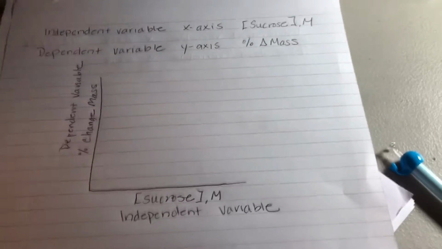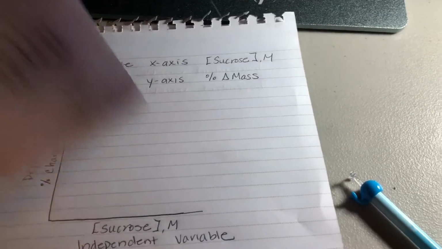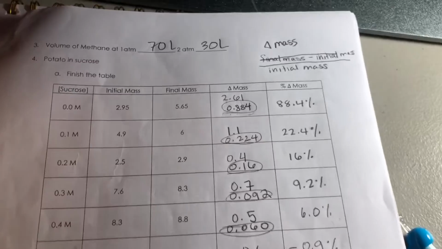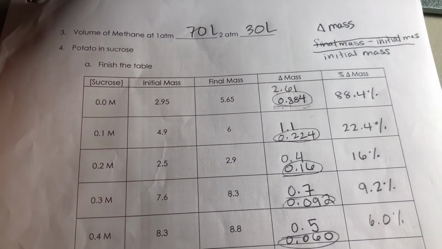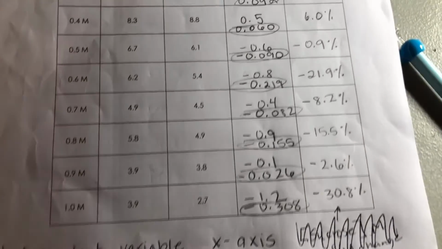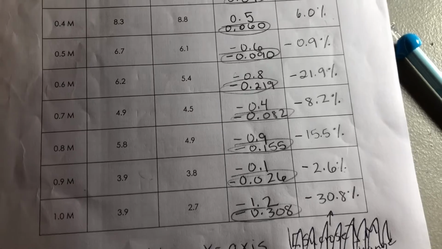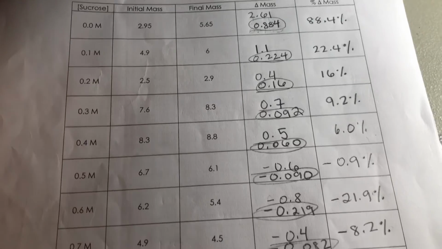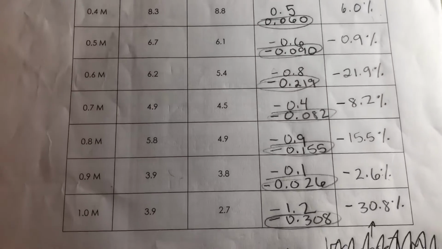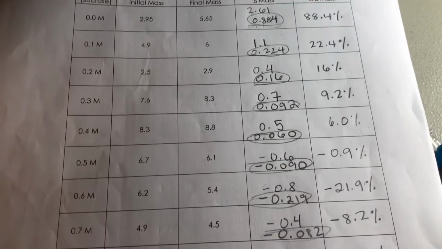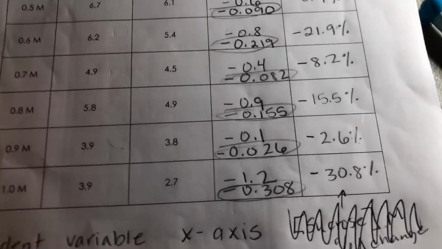Now the next thing you need to do is actually look at your data. Notice how your data ranges from 0 to 1 molar of sucrose, and everything is by 0.1 molar. What you need to do is try to figure out the best way to organize these data points. And so I'm going to go ahead and show you what I did.